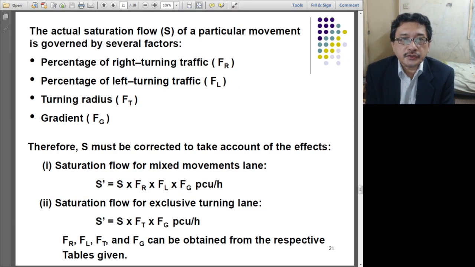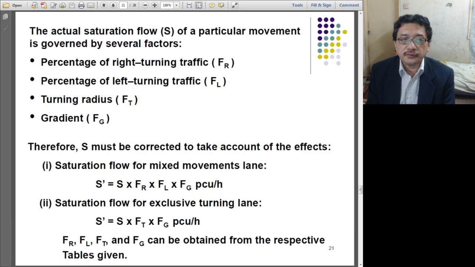The actual saturation flow of a particular movement is governed by several factors. First is percentage of right turning traffic, FR. Second is percentage of left turning traffic, FL. Third is turning radius, FT. And the fourth is gradient, or FG. Therefore, the saturation flow S must be corrected to take account of these effects.